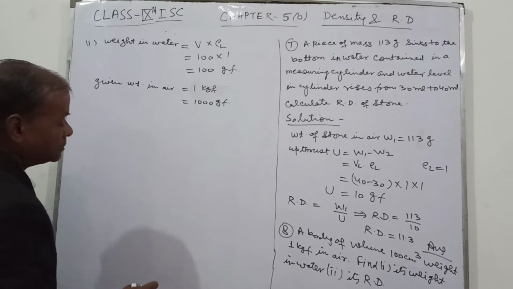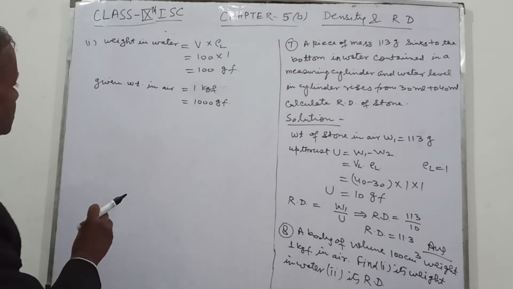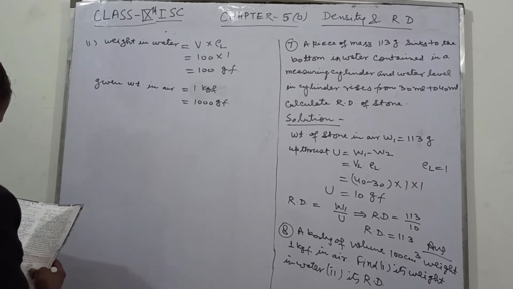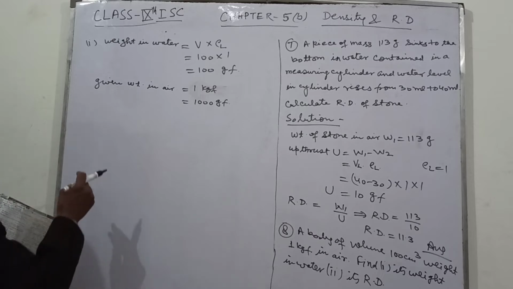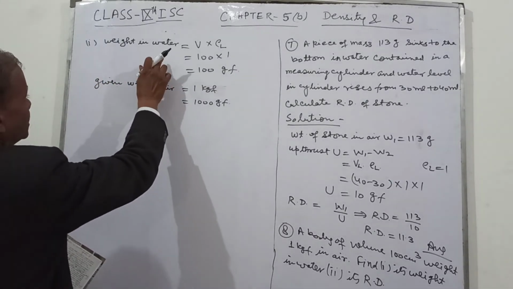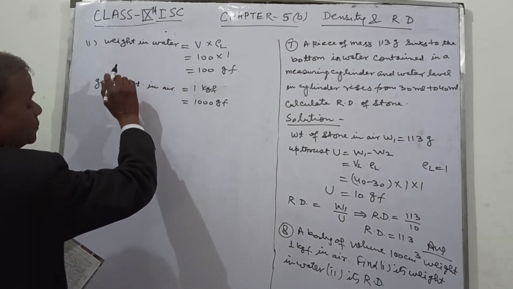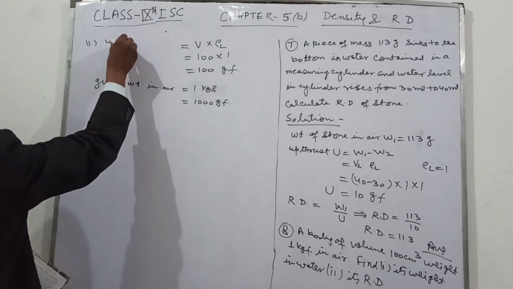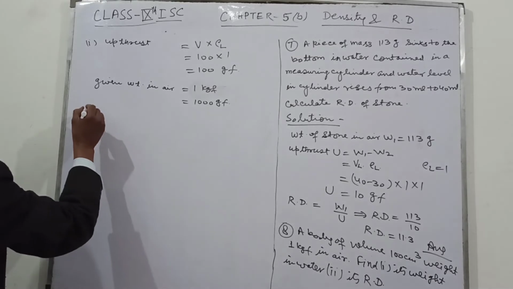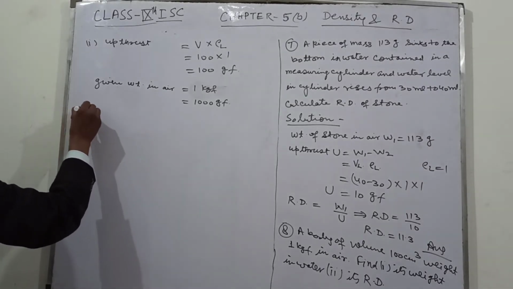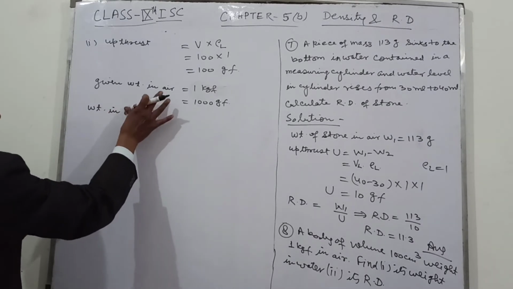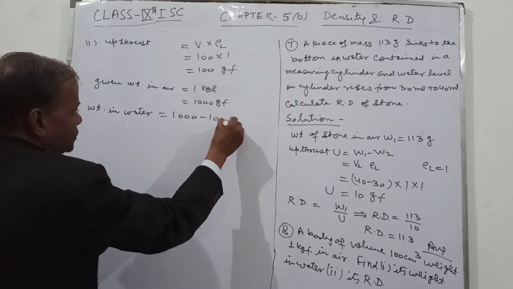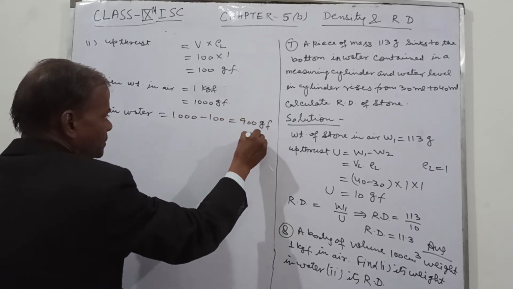Therefore, the weight in water is the weight in air minus the upthrust. So this is 1000 minus 100, which is equal to 900 gram force. This is our first answer.